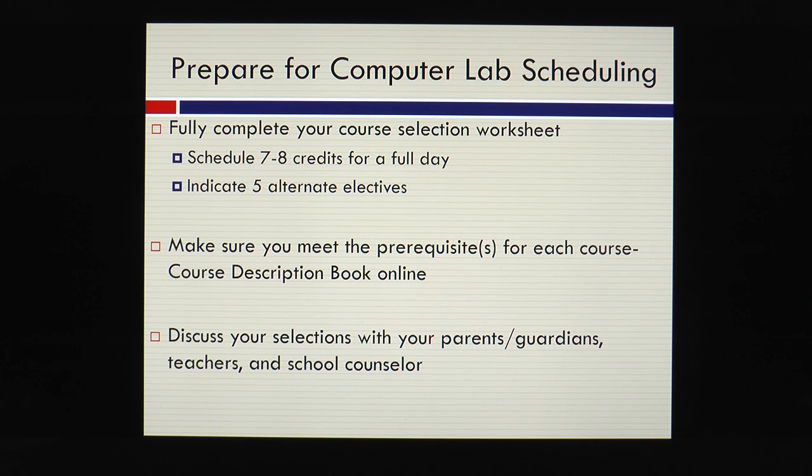Please make sure you prepare for the computer lab scheduling. Make sure your course selection worksheet is completed, and there are 5 alternate electives on the back. You must have between 7 and 8 credits on your course selection sheet to allow for a full day's worth of classes. Please double check that you meet the prerequisites for each course. The course description book is online, and you will find all of the prerequisites under each course description. And please, lastly, make sure you discuss your selections with your parents or guardians, teachers, and your school counselor if you have other questions.